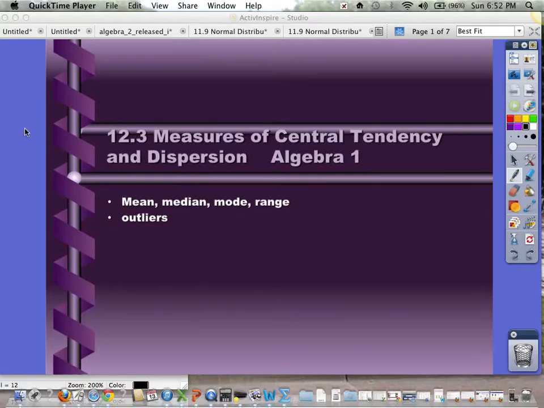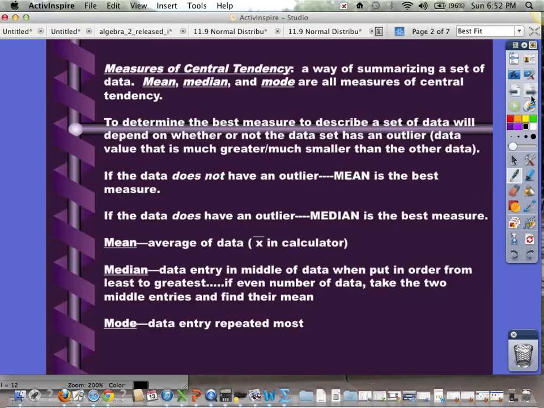12.3 Measures of Central Tendency and Dispersion. And in this section, we're going to be talking about mean, median, mode, range, and some outliers. All of this you've had in middle school, but we will go back over these and discuss some new things.